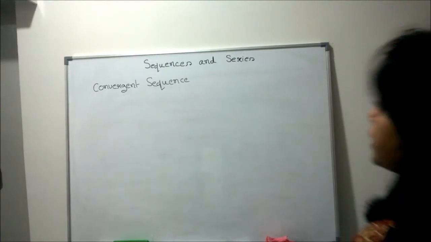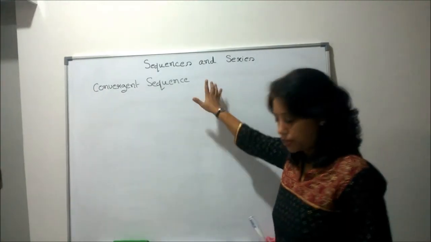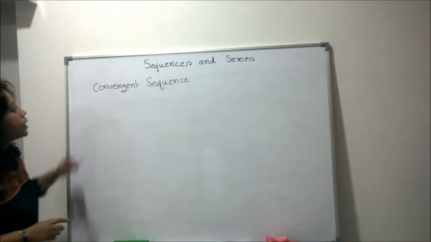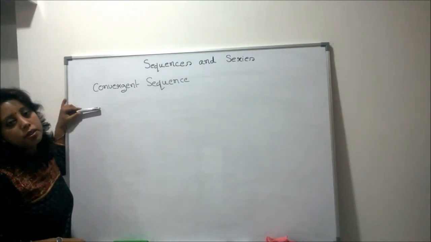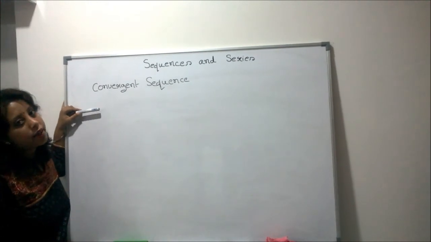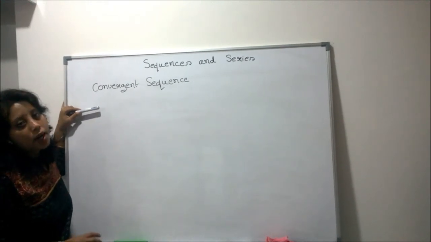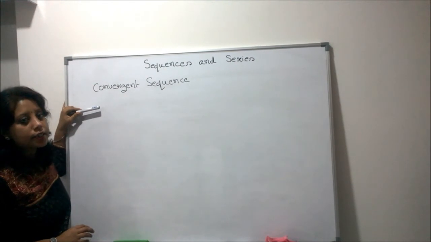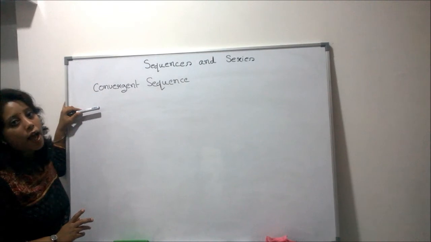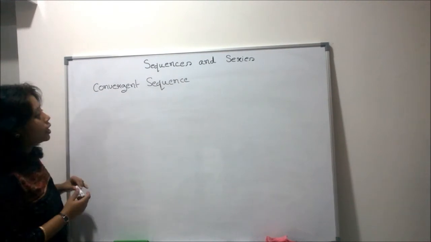Our next topic is the convergent sequence. When we say a sequence is convergent, the values of the terms of this sequence converge to a definite finite limit point as the number of terms increases. Then we call the sequence convergent, and it converges to that limit point.